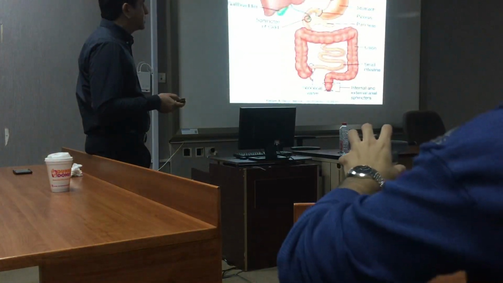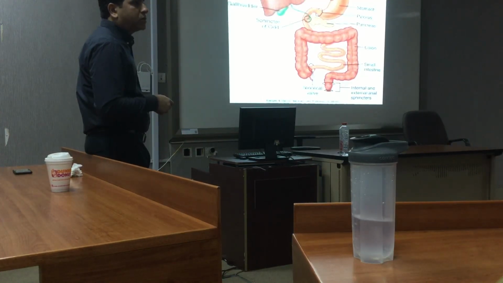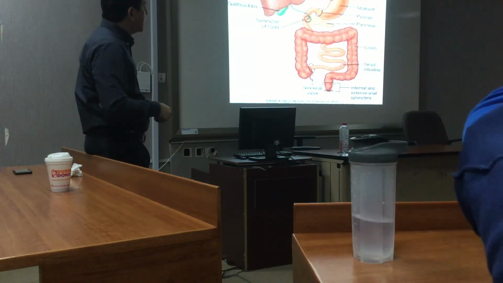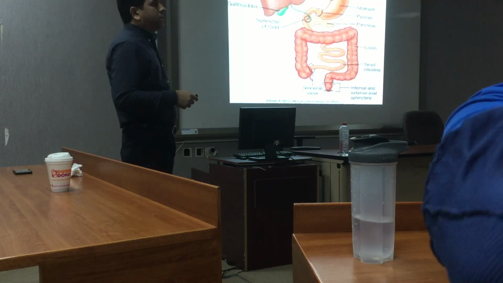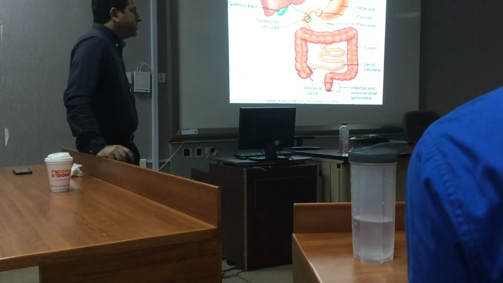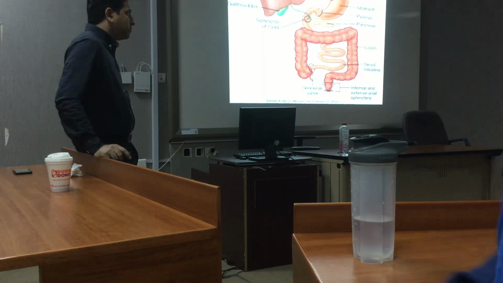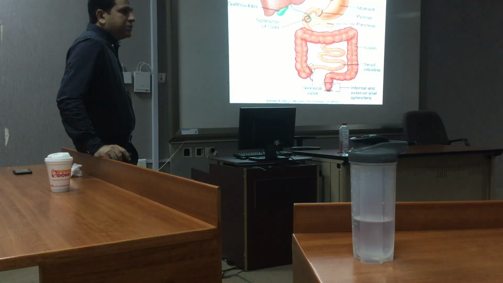This is called the ligament of Treitz. Above this level, there is upper GI bleeding. That is anatomical, not physiological. And below this level, there is lower GI bleeding. This point is also called the duodenojejunal flexure, the DJ junction. So above this point is upper GI bleeding, and below this point is lower GI bleeding.